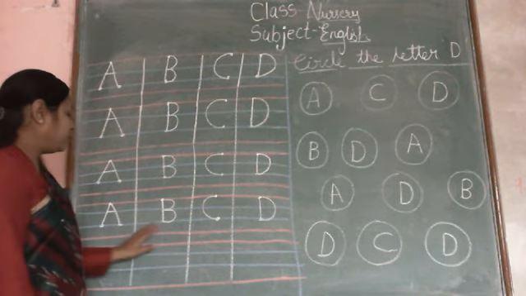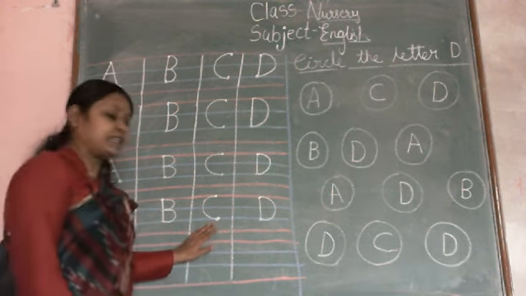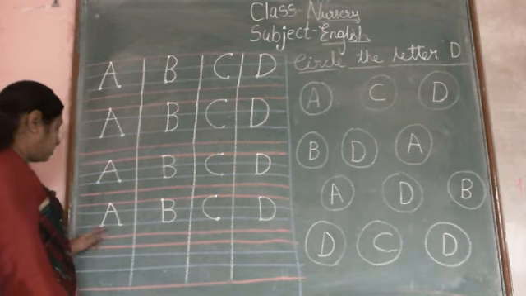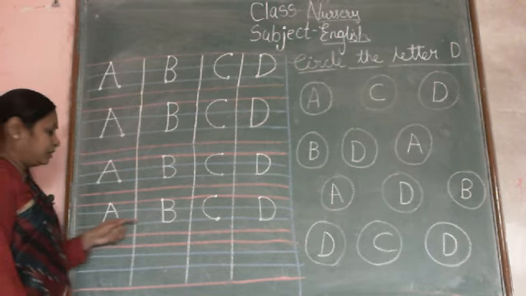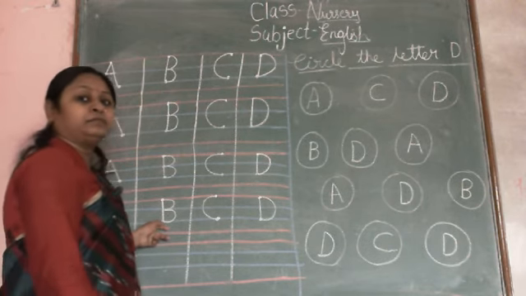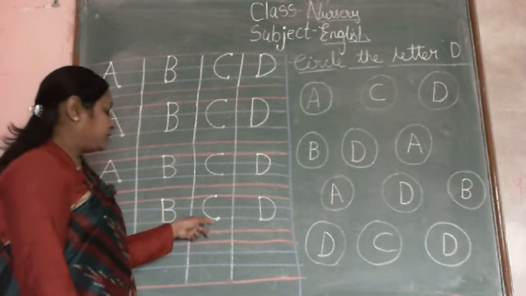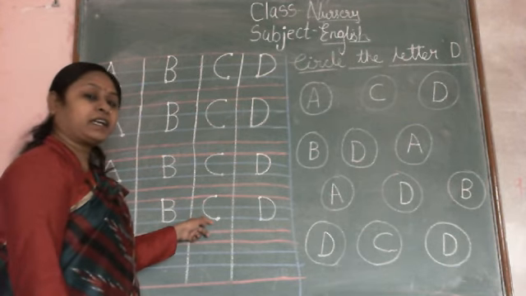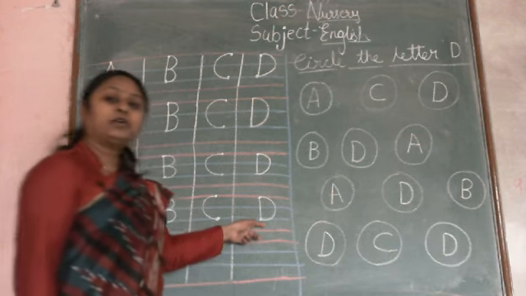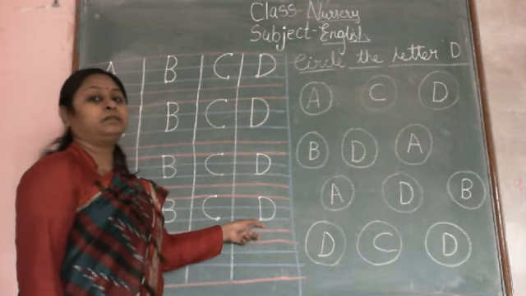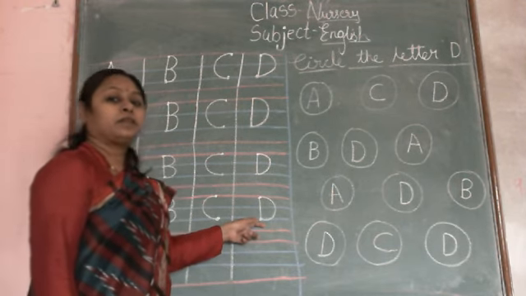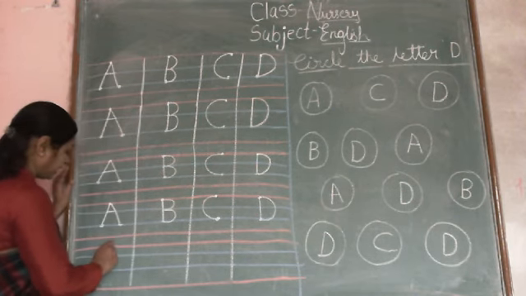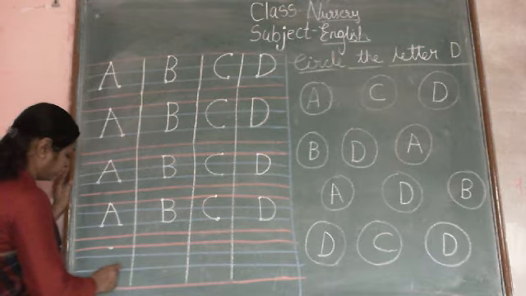A, B, C, D. A for aeroplane, apple. B for ball, bat. C for cup, cap, cricket. D for doll, drum, door, doctor.